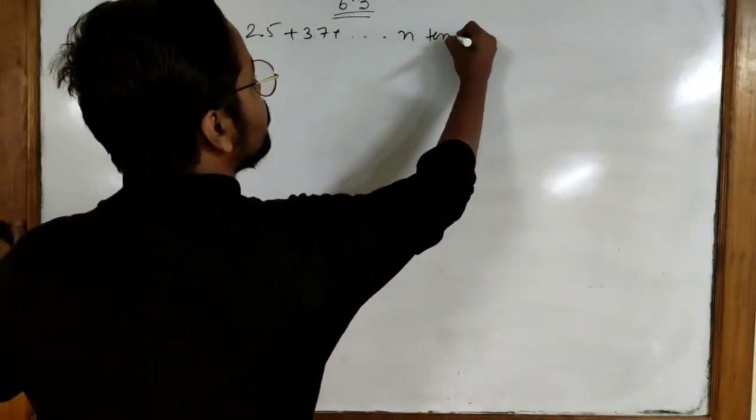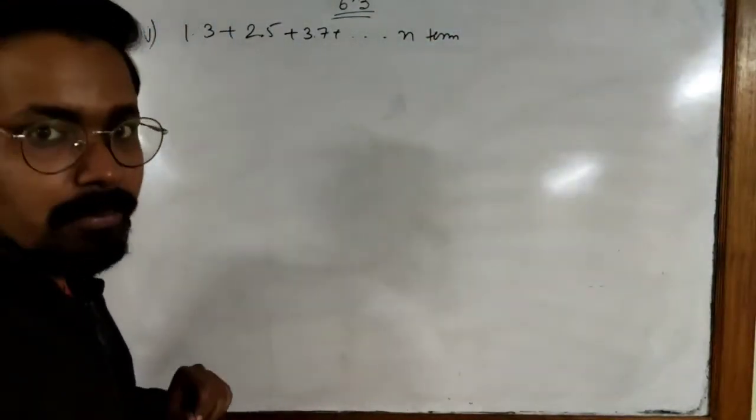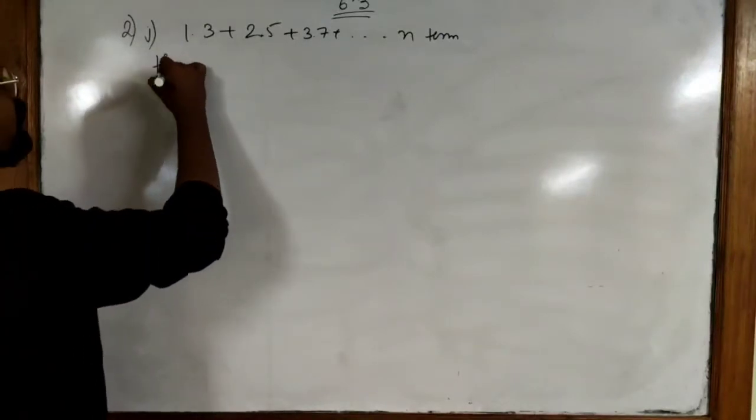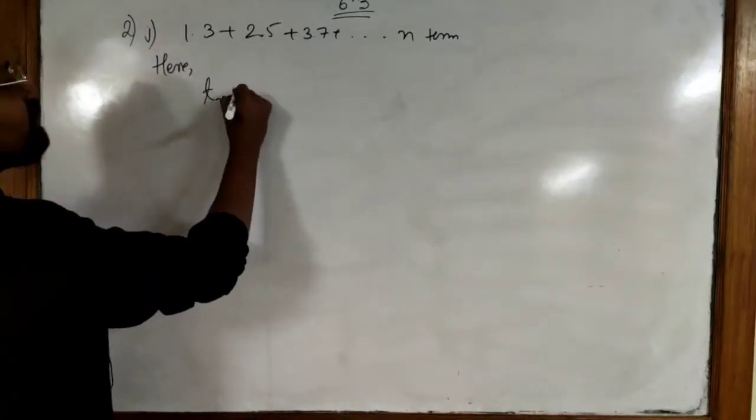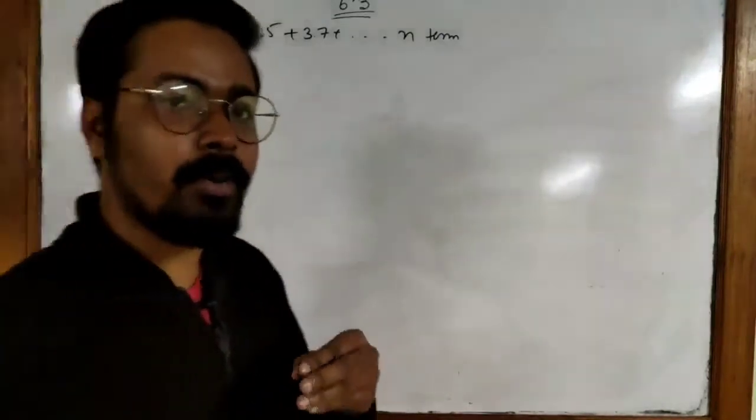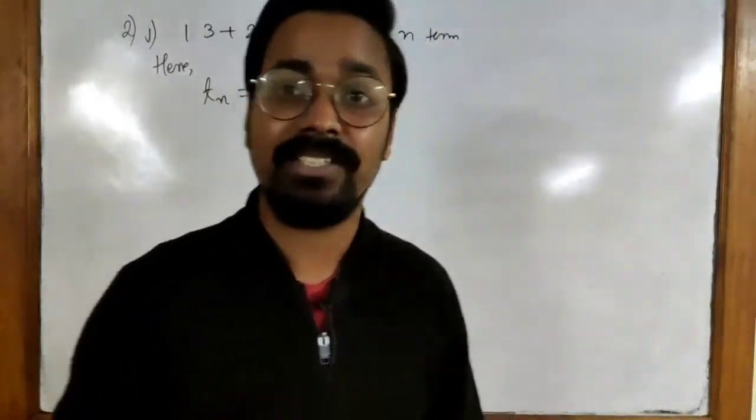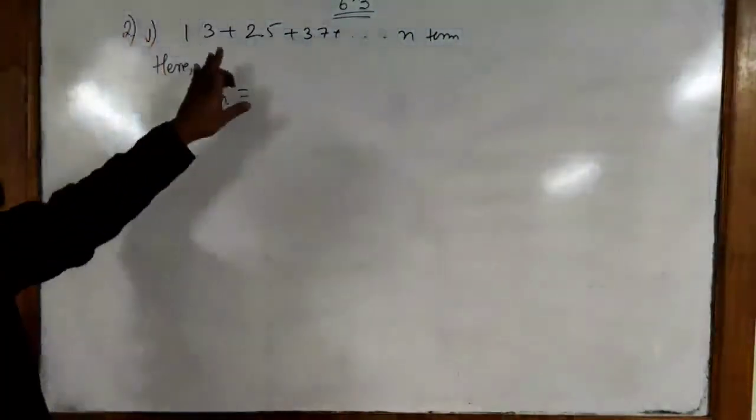We have up to n terms. So, to find the sum up to the nth term, let us find the nth term. So, here what will be the nth term? Let us find the general term. You remember how we found the general term in our second exercise 6.2. In the same way, let us find the general term here.